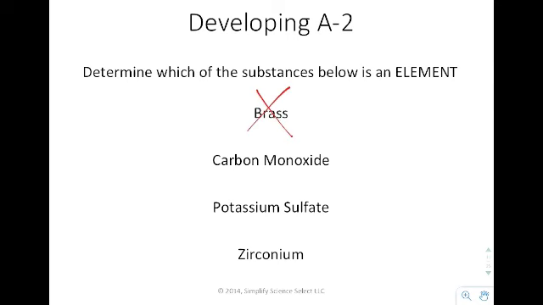Brass is not on the periodic table. Sometimes people look at Br and go, oh, Br, that must stand for brass. No, that actually stands for bromine. You need to use a periodic table that has the names of the elements as well. So brass is not on the periodic table.